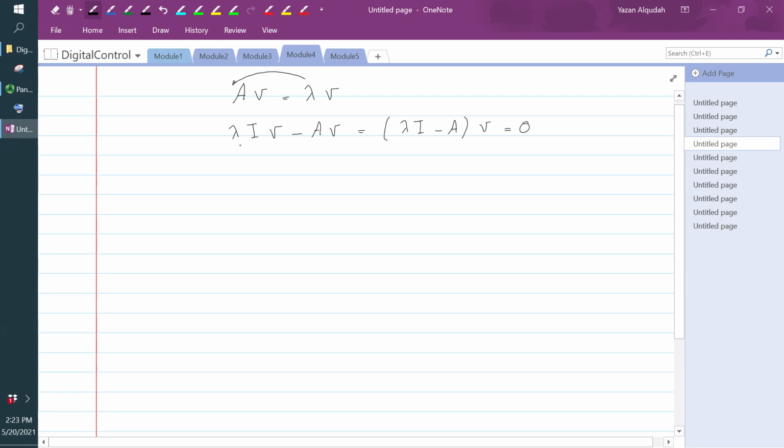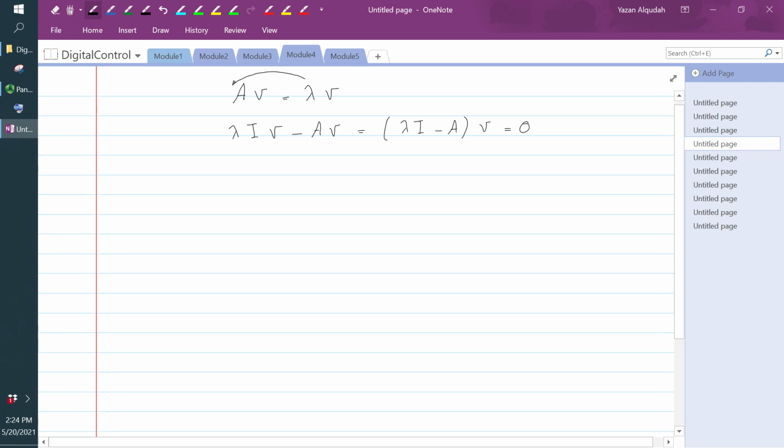Now somebody might not be clear as to why I multiplied lambda by I, because lambda is a scalar. So the way we do it, if lambda is a scalar, I can add an identity so that all the diagonals are multiplied by that scalar.